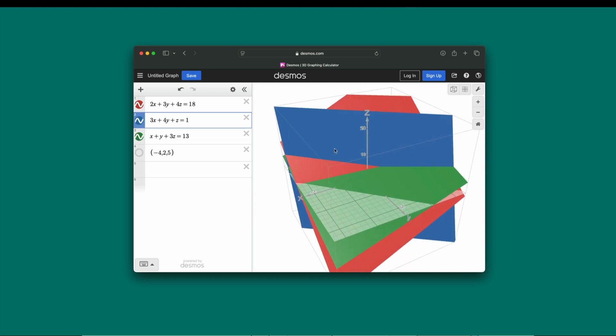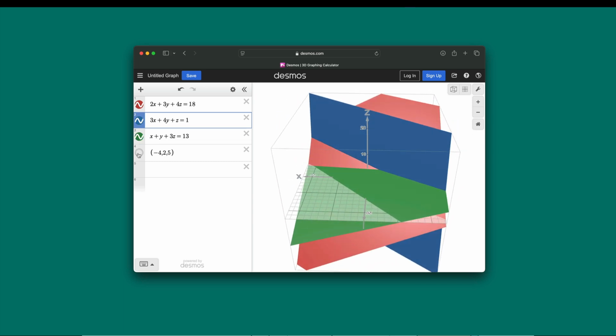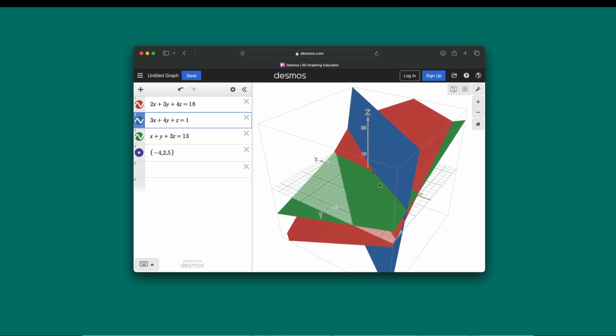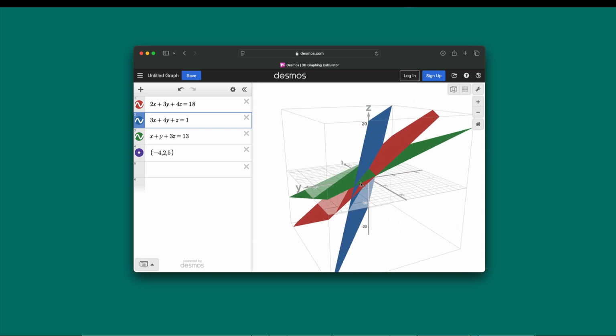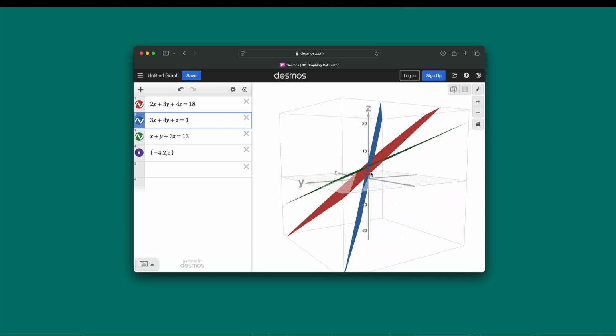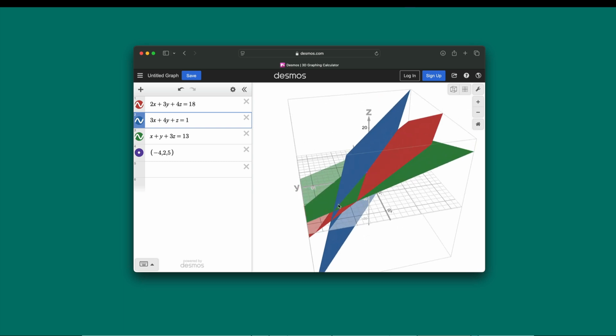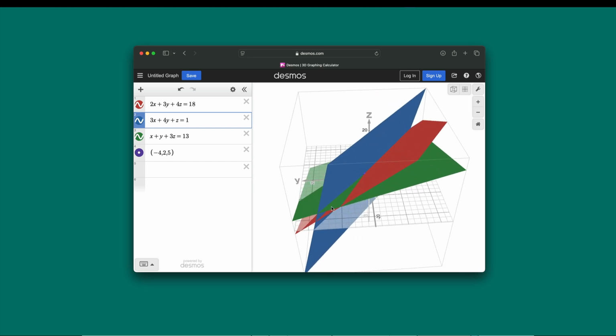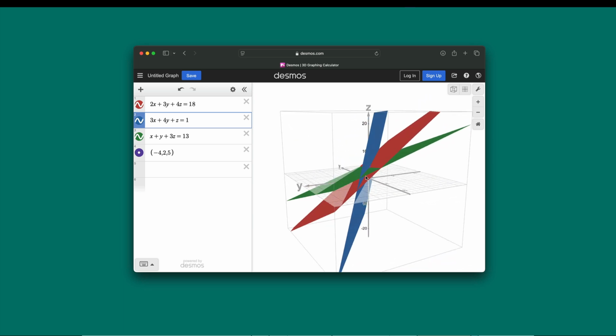And to verify that, we're going to go ahead and plot the point (-4, 2, 5). You can see it's kind of hard, but that's that point there. They all cross at that individual point, or they meet at that single point there. All three can simultaneously meet at that point. And so that's how it would look visually.